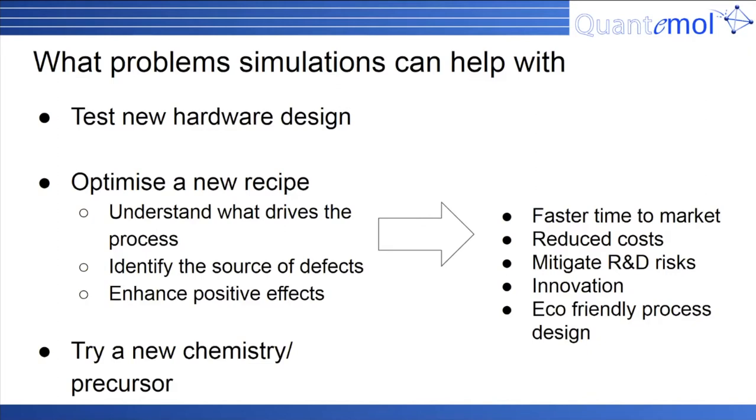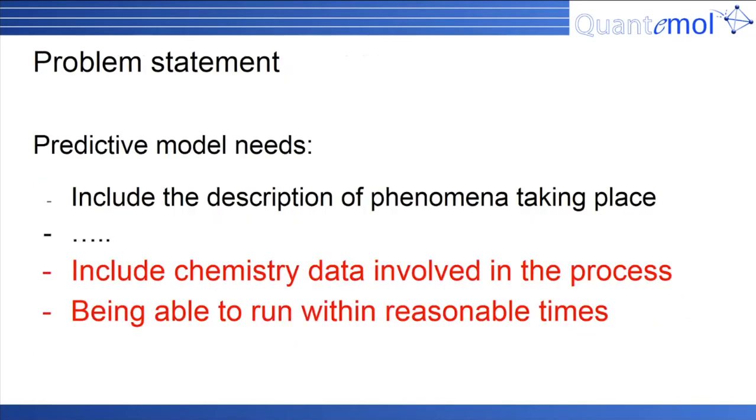Of course, how well this works depends on how you set up your simulation. In order to get a predictive model, what you need is, first of all, a fitting physical description of all the phenomena which take place in the plasma. And additionally, you need chemistry data. For these, you want enough data on species and reactions, which describe all the processes involved in the production and also destruction of your reactive species.